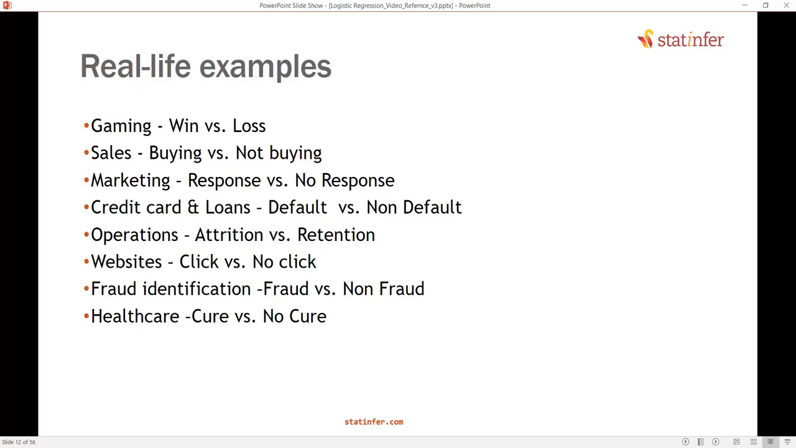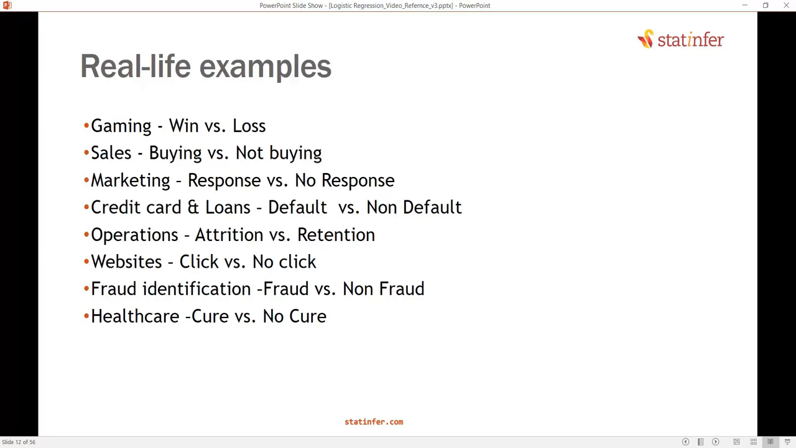In fact, in real life you will see so many such examples. In gaming, winning versus losing. In sales, buying versus not buying. In marketing, whether a customer will respond versus not respond. It might depend on several factors like what type of call you are making, what type of product you are selling. In sales, customer buying and not buying might depend on so many factors: customer buying patterns, customer's age, customer's gender, customer's location. In credit cards, default or non-default, a customer will pay back the loan or not might depend on so many things: how many loans he has, what is the salary. In operations, attrition versus retention.